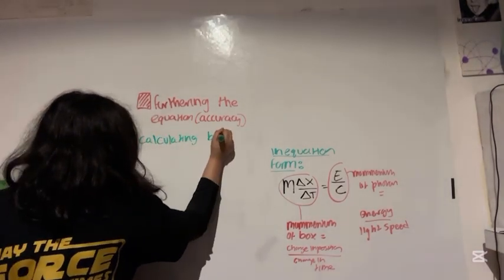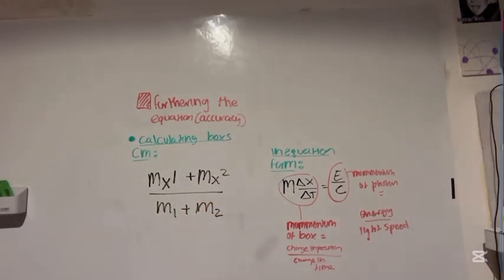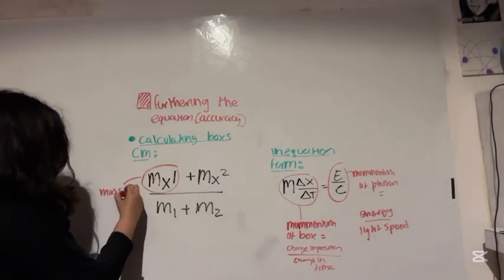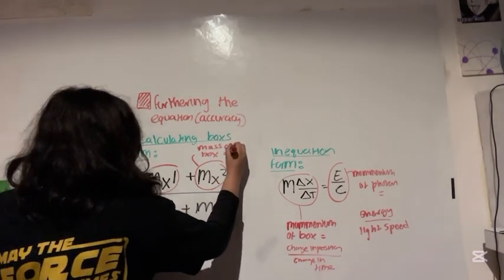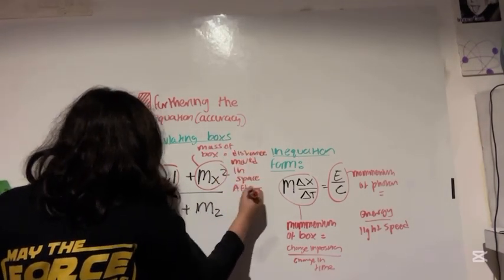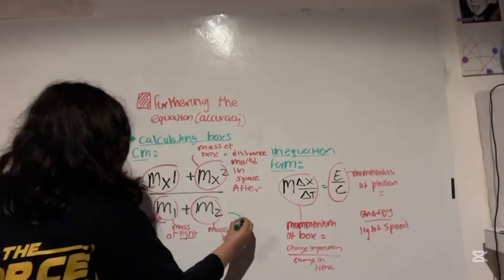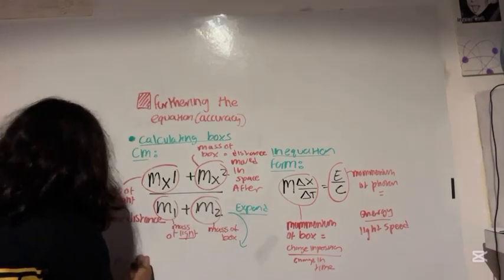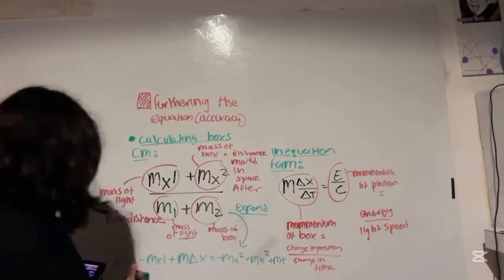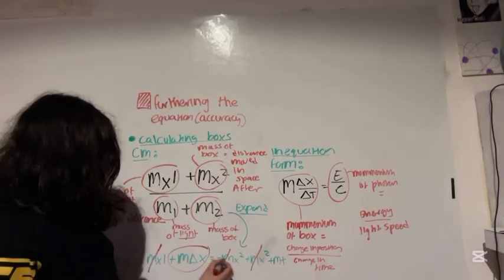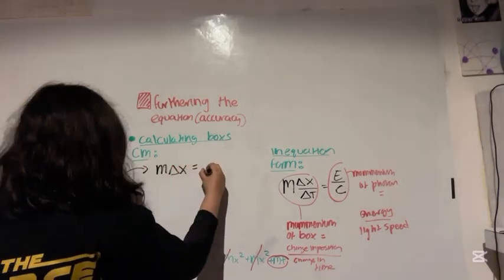Calculating the center of mass for our box gives us m1x1 plus m2x2 over m1 plus m2, where m1x1 is the mass of light times the box's distance, and m2x2 is the mass of the box times the distance moved in space. Then you have m1 and m2, which is the mass of light and the mass of the box. When we expand this equation, we get m1x1 minus m1x1 plus m delta x equals negative m2x2 plus m2x2 plus mt. We can then simplify by cutting off like terms, leaving us with m delta x equals mt.